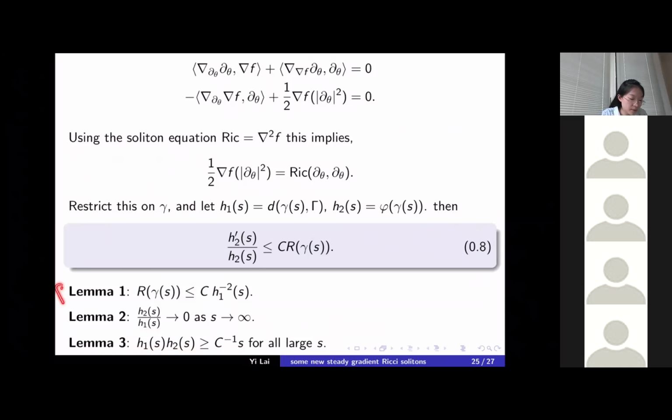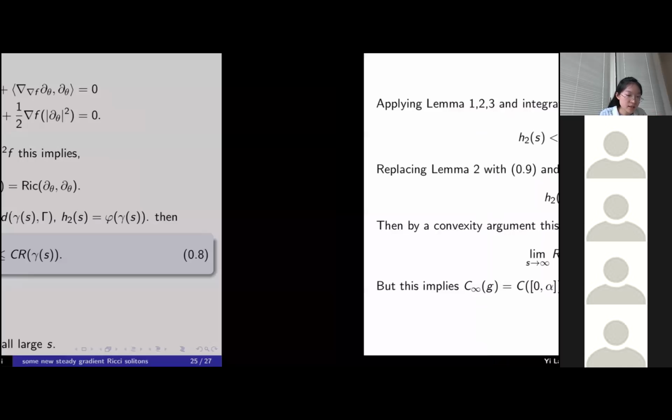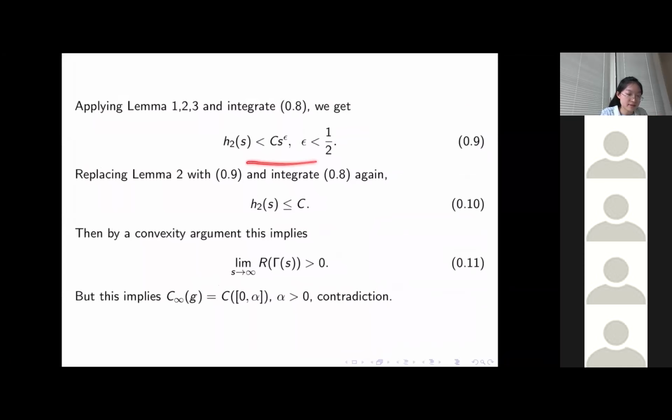Now combining these few things in this equation that we derived using the Killing field equation and the soliton equation, we can actually show that H2 has this upper bound. This is a good thing because this is not satisfied in the Brownian soliton, because in the Brownian soliton, H2, the length of the S1 fiber, increases like a square root of S, right? So this is a good thing.